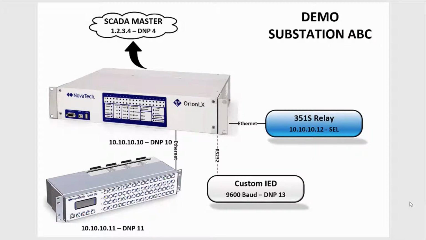This is the diagram of the demo substation ABC that we are going to configure within NCD. In the middle is the Novatech OrionLX, where the substation RTU has an IP address of 10.10.10.10 with a DNP address of 10. It is connected via Ethernet to a Novatech OrionIO at 10.10.10.11 with a DNP address of 11. We also have a serially connected via RS-232 custom IED with a 9600 baud rate and a DNP address of 13. Finally, we have an Ethernet connected Schweitzer 351S relay at 10.10.10.12 utilizing the Schweitzer or SEL protocol.